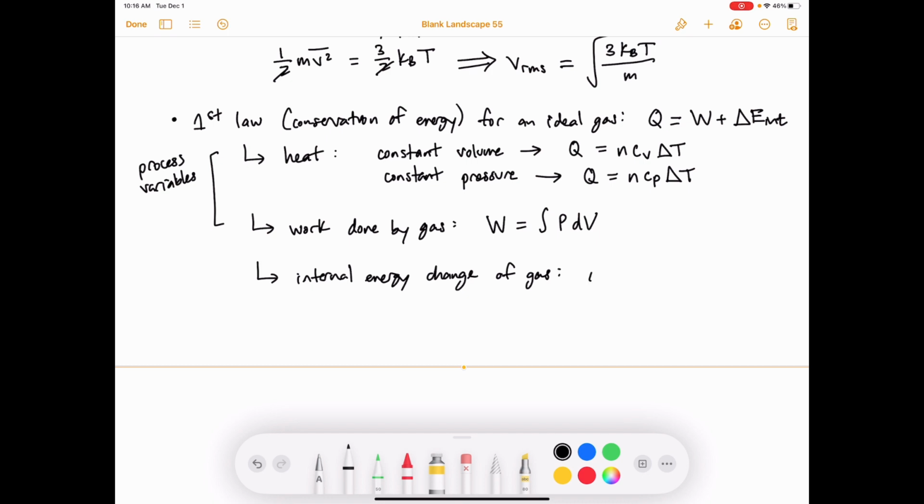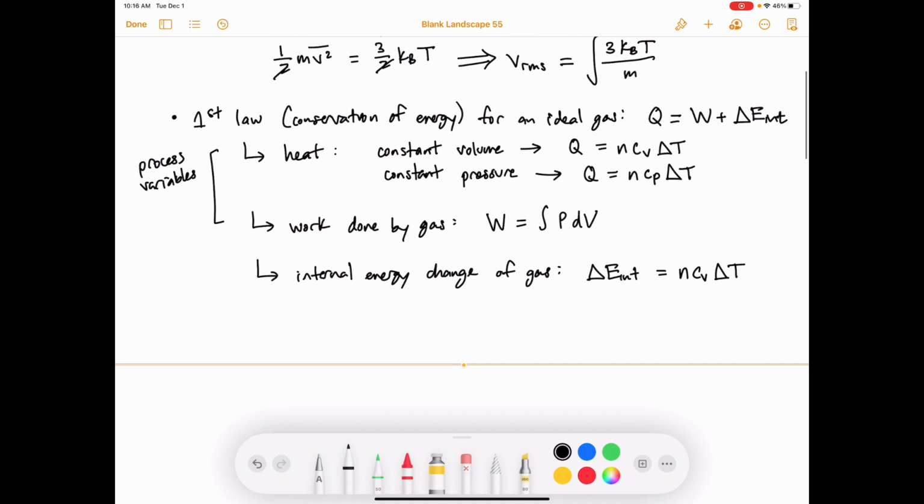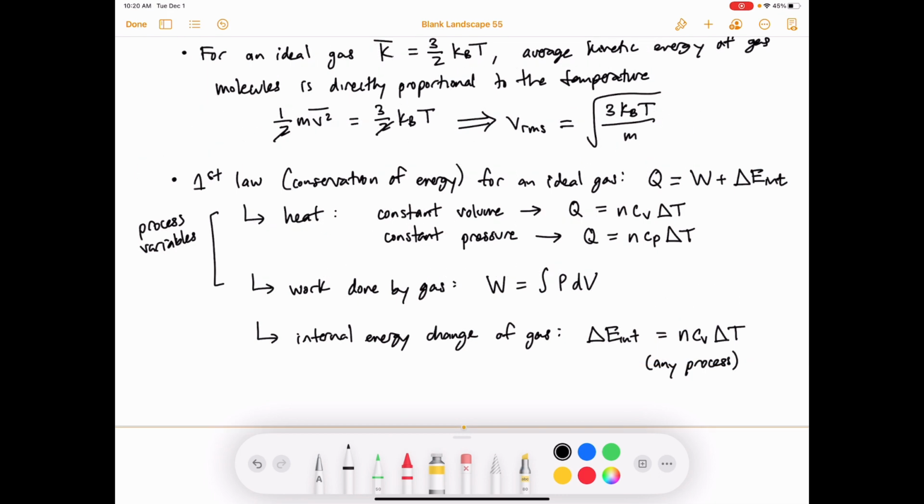Now, this is given by delta E internal equals N Cv delta T. And it's important to note that this applies for any process. And so internal energy would be an example of a state variable. So if I want to know the internal energy of a gas, I don't need to know the process that took the gas to its current state. I just need to know what the current state of the gas actually is. In other words, I just need to know the temperature of the gas to know its internal energy. I don't need to know how it got to that temperature to know what its internal energy is.